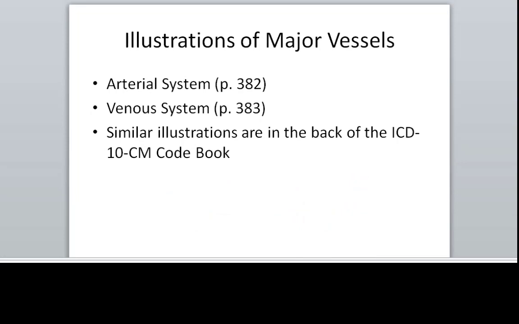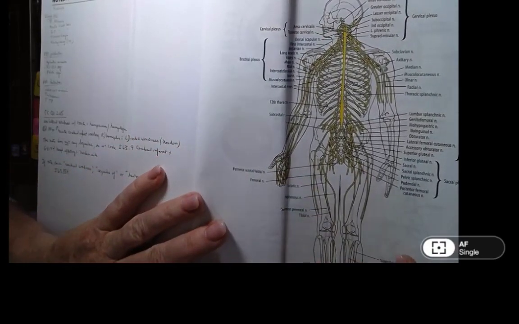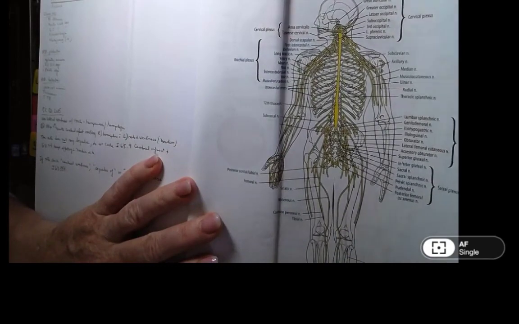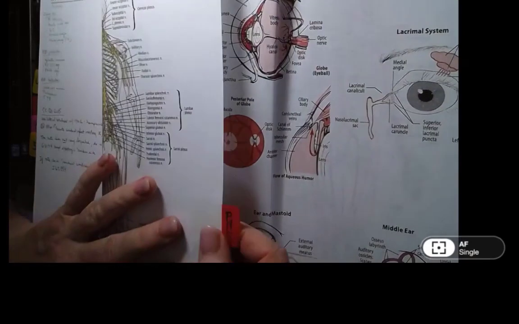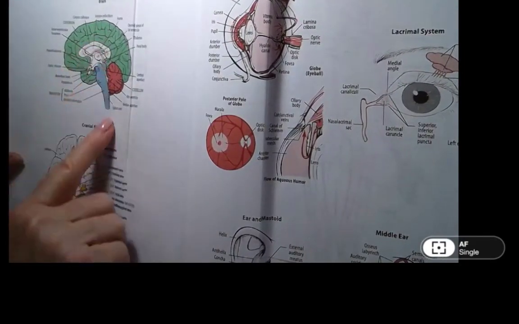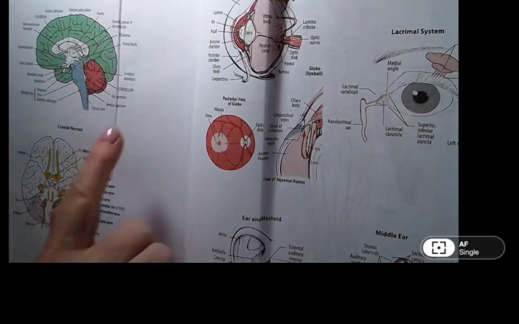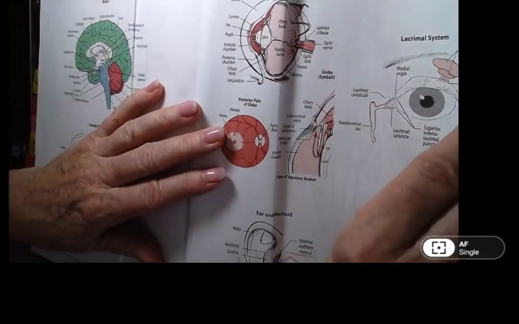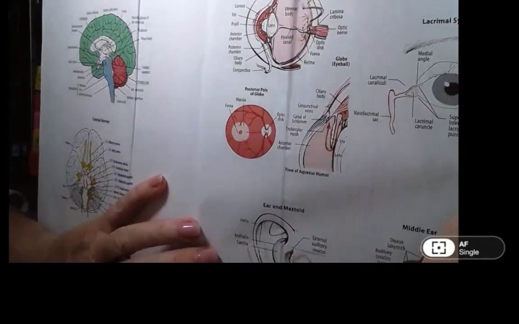The Coding Handbook has examples of arterial system and venous system on pages 382 and 383, but I also wanted to make sure that you know similar illustrations and additional illustrations are available to you in the back of the codebook. So I want to look at those. And mine are pretty wrinkled because I do use them. The first one is the peripheral nervous system, and I even have them labeled here so I can find them quickly. Then the central nervous system, you have here the brain, the cranial nerves. This one's really wrinkled. The eye, the ear, down at the bottom.